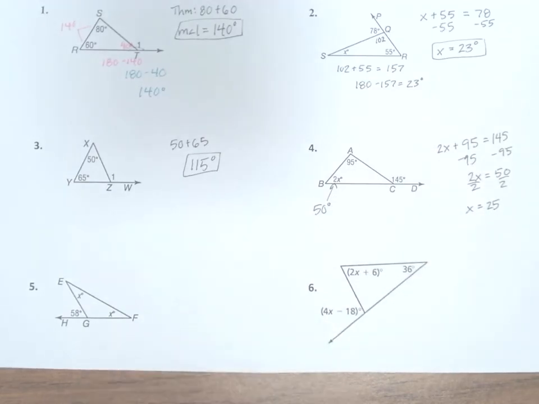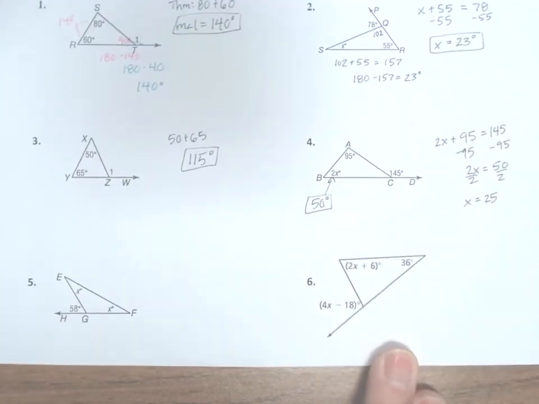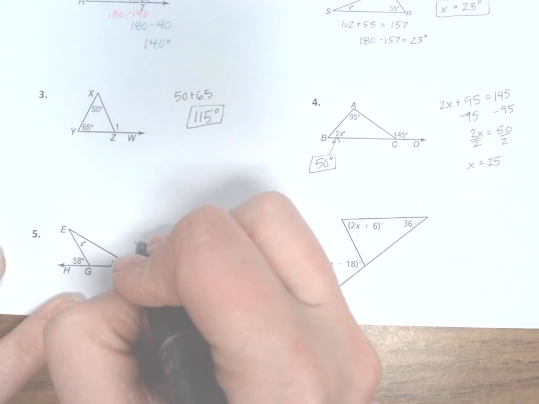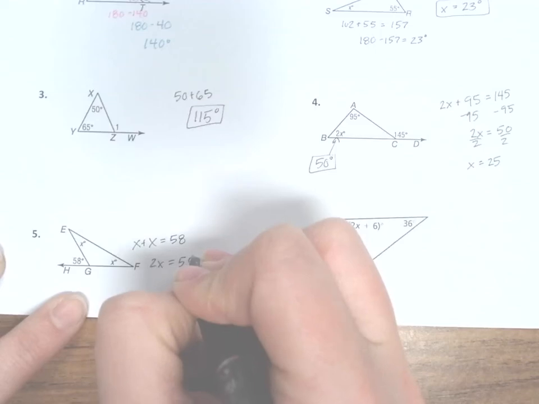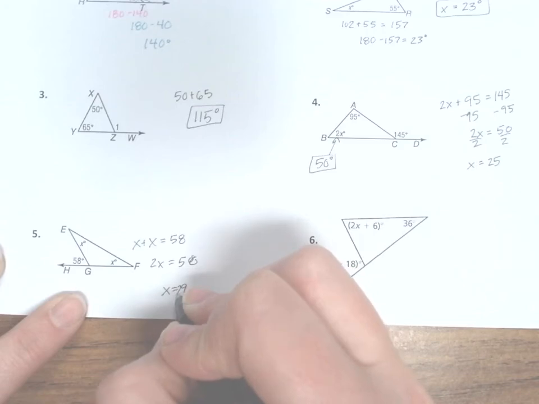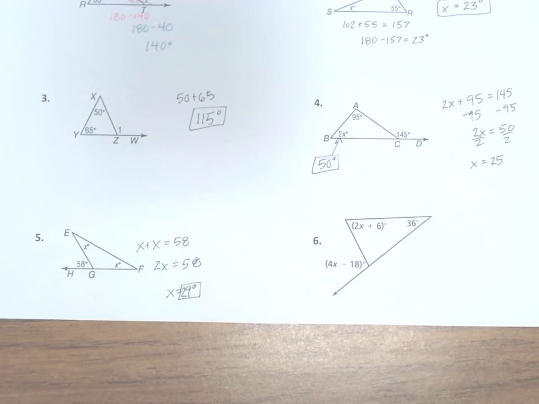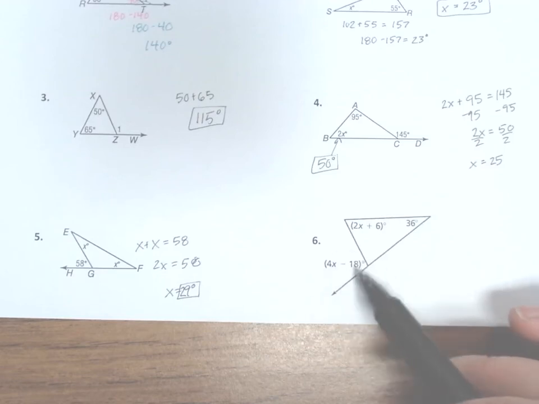All right. Number 5, then. So those two added together should be 58 degrees. So x plus x equals 58. 2x is 58 degrees. So if you divide by 2, you get that that is 29 degrees. Okay, and then try number 6. If you haven't already, pause it, try it out. This one you can't do the other way because you don't have enough information to find what this angle is, because this also has x.